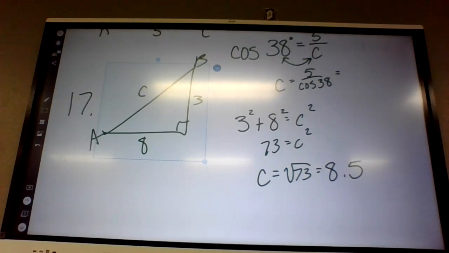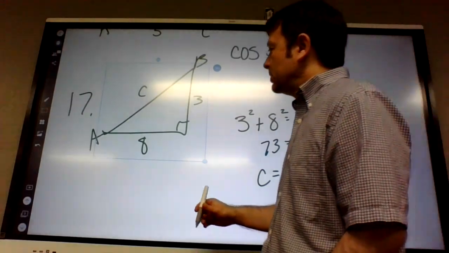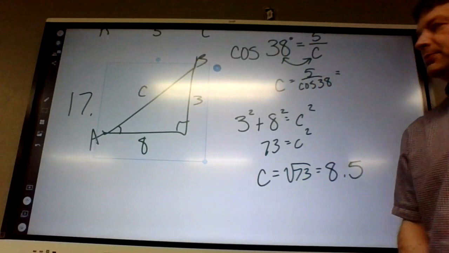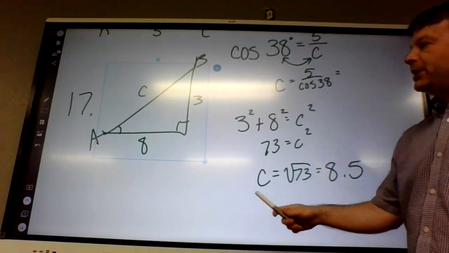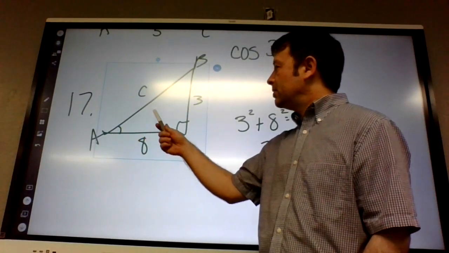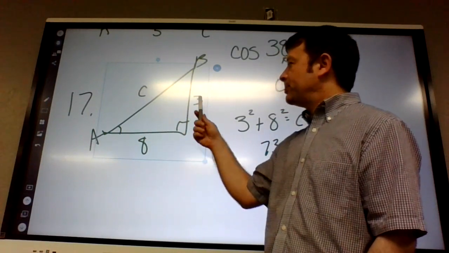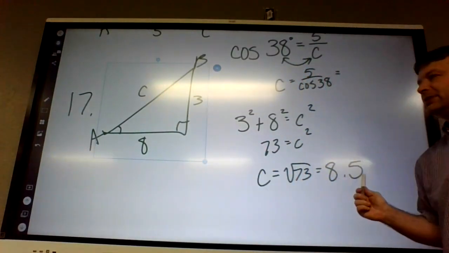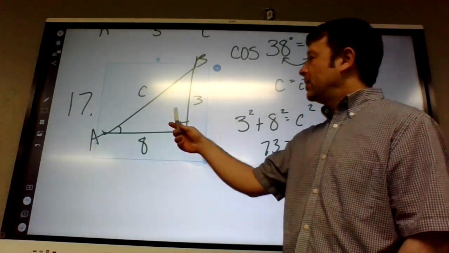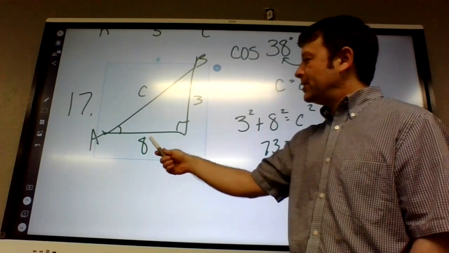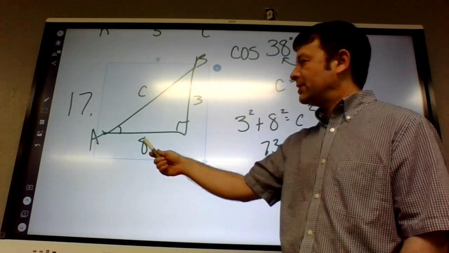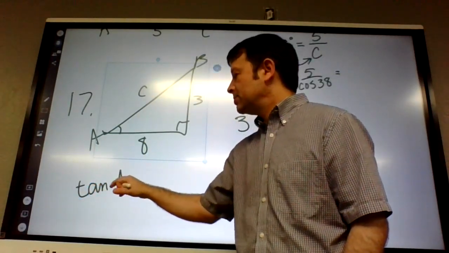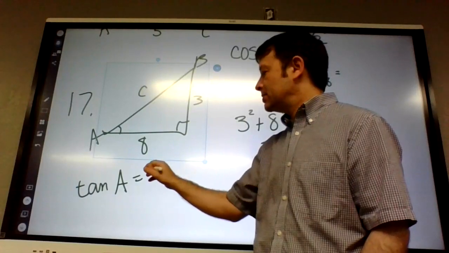Okay, so now we gotta find angle A or B. I'm just gonna choose A, I guess. So angle A, we could do opposite over, yeah, I don't wanna use the hypotenuse because 8.5 is a rounded answer. So it's best not to use it. Let's use opposite and adjacent. So which trig function is that? Tangent. So it's tangent of angle A should equal its opposite over its adjacent.